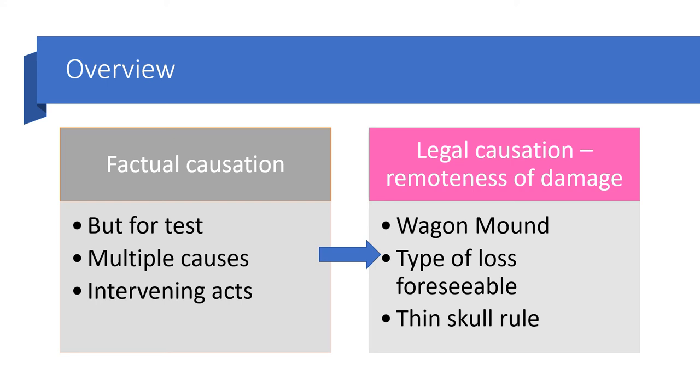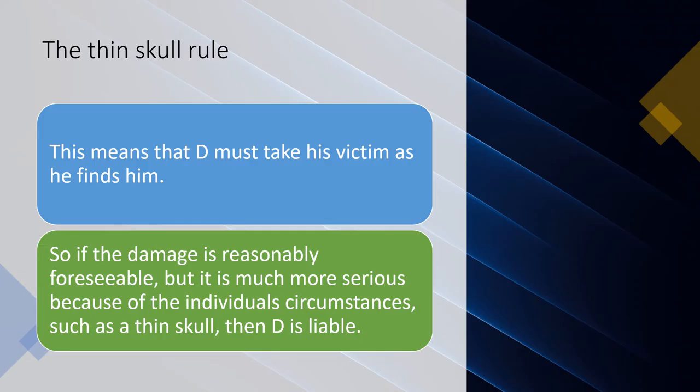And finally, once we've established the type of loss foreseeable, what we mean by that is, if some injury is foreseeable, then you're liable for the full extent, even if the way it happened wasn't foreseeable. The final element then is the thin skull or eggshell skull rule. What this means is not a literal thing. This is interpreted to mean a vulnerability of the claimant.